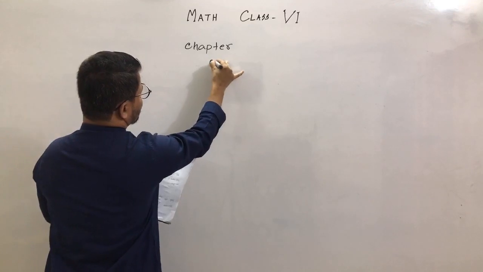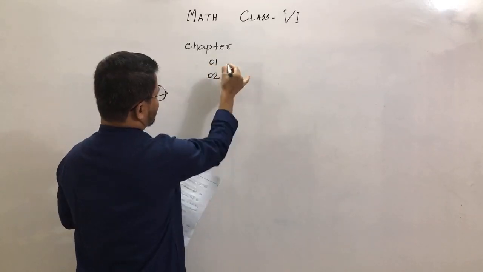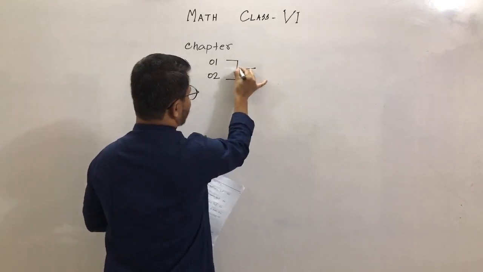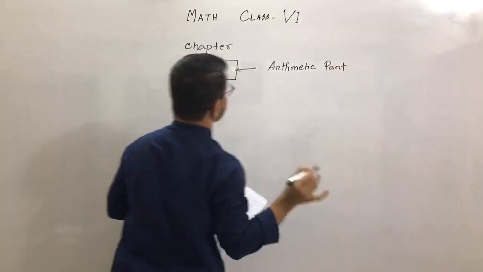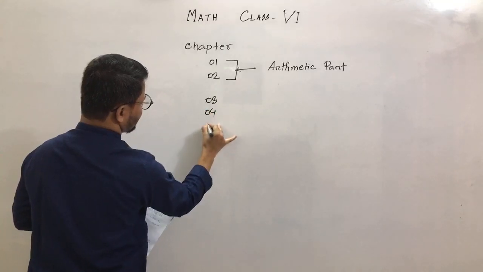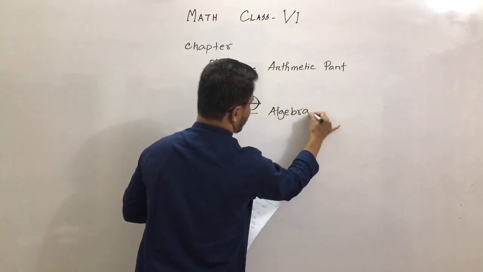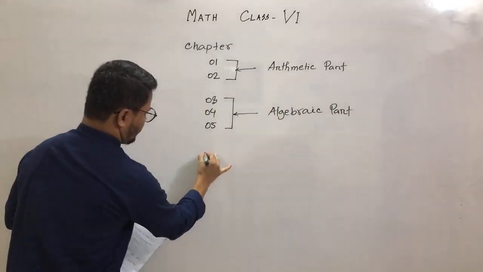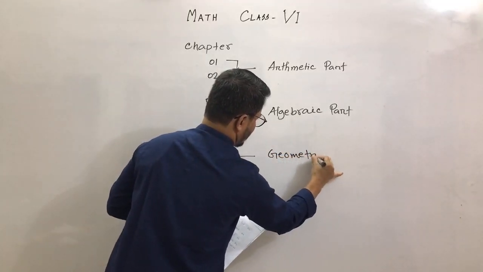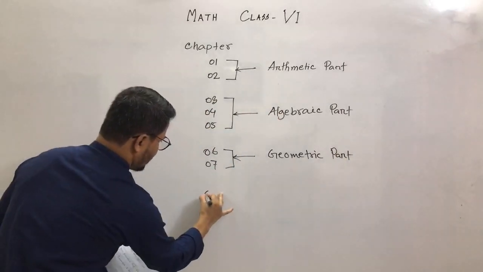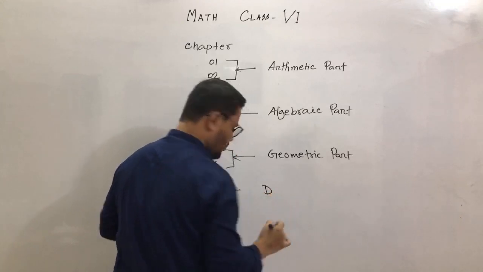Chapter 1 and 2: the first one is natural numbers and the fractions. These two chapters in your academic book are the arithmetic part. And chapters 3, 4, and 5, these three chapters are the algebraic part. And chapters 6 and 7, these two chapters form the geometric part. And finally, chapter 8 is statistics, data and information.